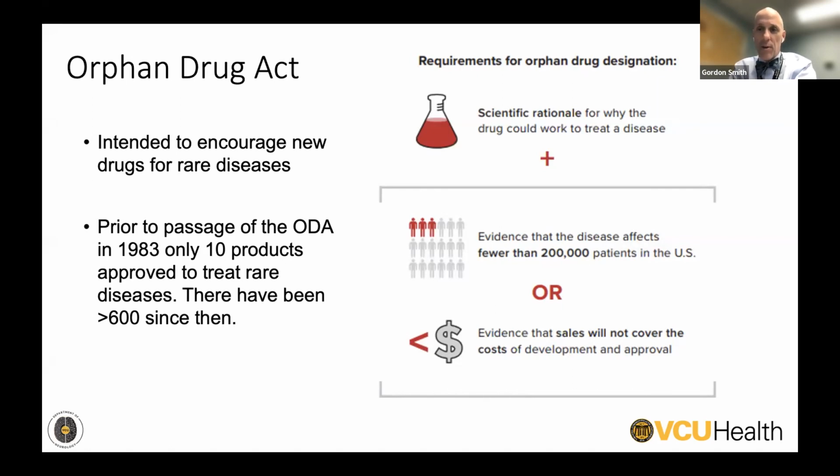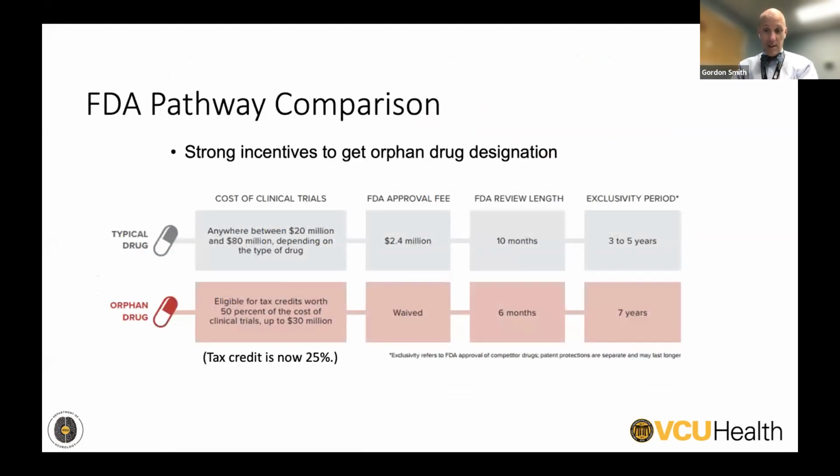So one, there has to be a scientific rationale for why a drug could work to treat a disease. So that's not all that special. That's true for any new drug. But the meat of it is that an orphan designation is given if there's evidence that there are fewer than 200,000 people in the United States who have the disease. There's also a mechanism that if the sales wouldn't cover the cost of development, a drug can be approved. And there are a few that are approved under this provision of the Act, but the vast majority are based on perceived rarity of the disease. Now, I'll point out, obviously, 200,000 is not a particularly rare disease, but that's the definition that we live with right now.